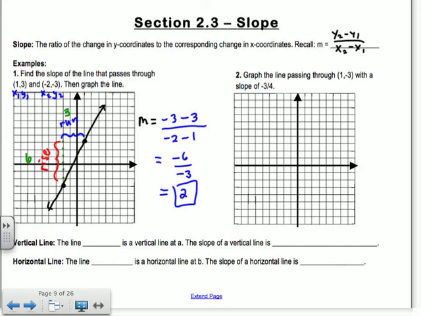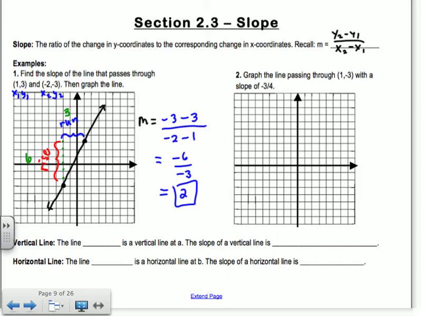So you could say y1 minus y2, as long as you do x1 minus x2. So it doesn't matter which way you write it, with the 2's first or the 1's first, as long as you're going in the same order on the bottom. So if you're going to use the right point first on top, use the right point first on bottom. If you're going to use the left point first on top, use the left point first on the bottom. Okay. All right, so let's go ahead and do number 2.